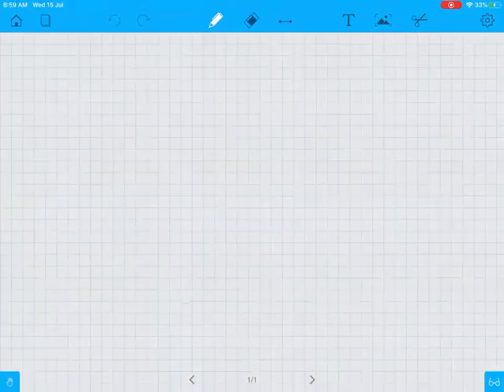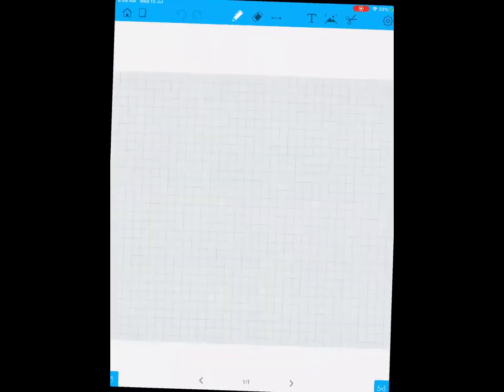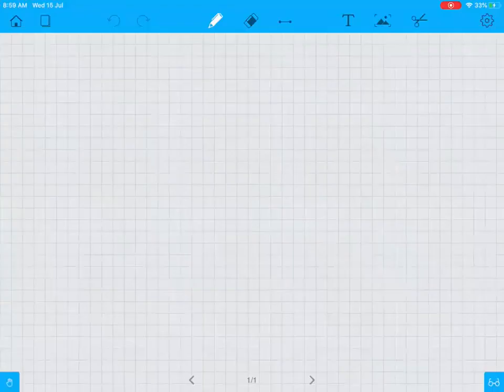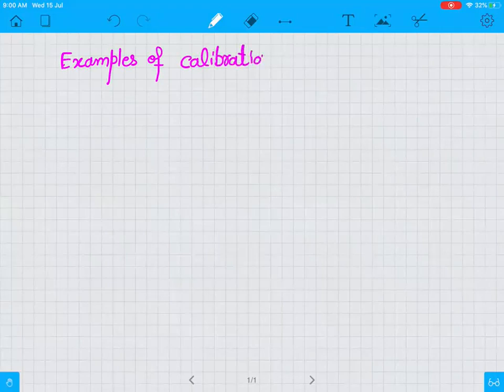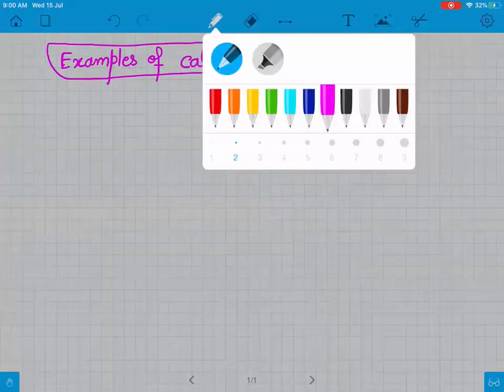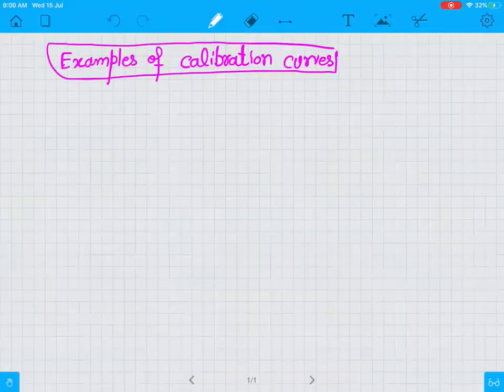Students, we were doing calibration curves. Now let's see some examples of calibration curves. Let's discuss some examples of calibration curves.